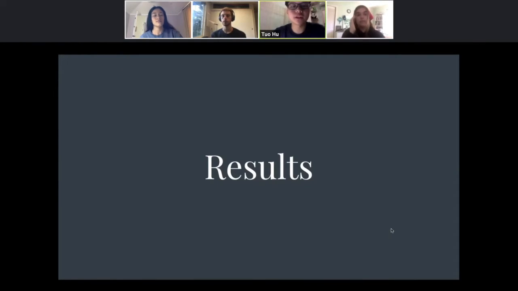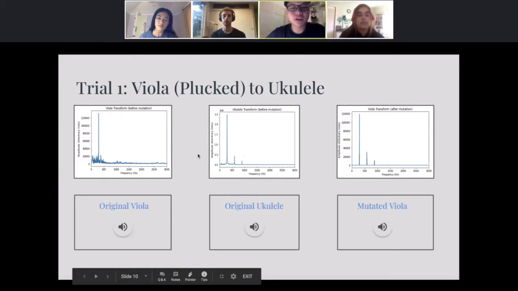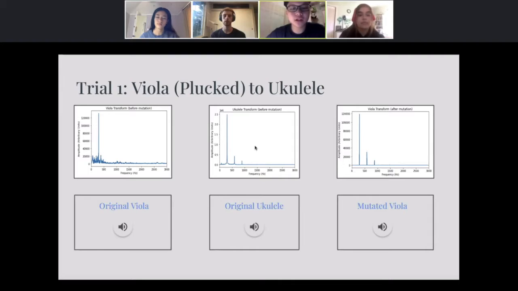Procedure shown in the video to conduct 5 trials with mutations. The first trial we have here is making the plucked viola sound like a ukulele. The first and second plots here are the original FFTs of the plucked viola and the ukulele respectively. Both of them have very few overtones, and the intensity of the overtones diminishes very quickly.